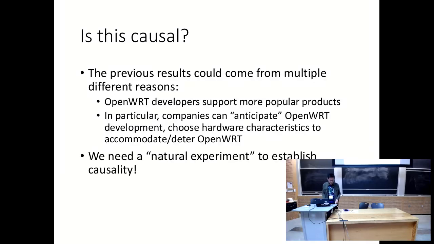support. And this is where I used what we call a natural experiment to establish the causality. What a natural experiment does is it removes this anticipation factor as much as I can control for it. So the companies did not have any anticipatory expectations about whether a router becomes compatible with OpenWRT or not. They just developed the hardware, and then it became compatible through various means.